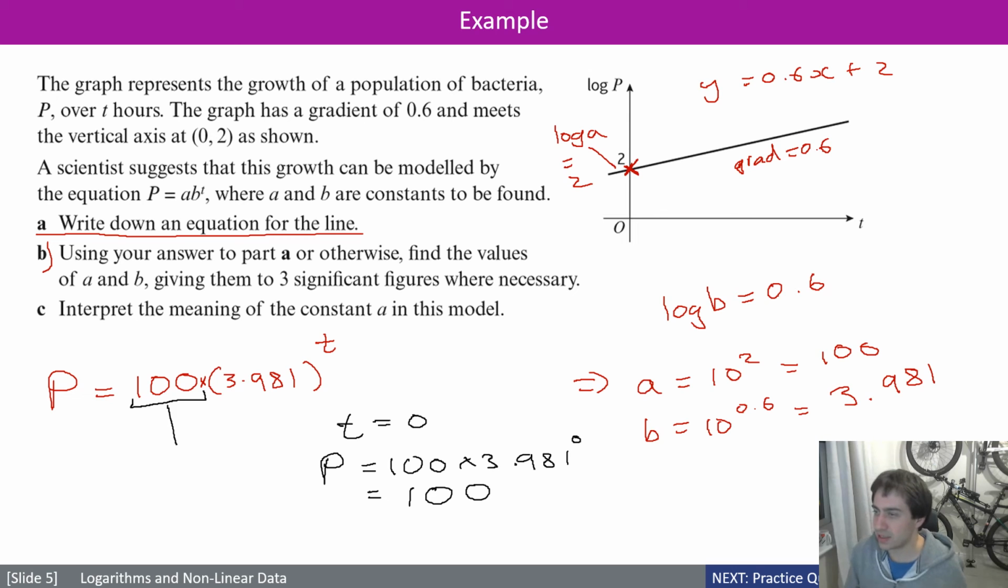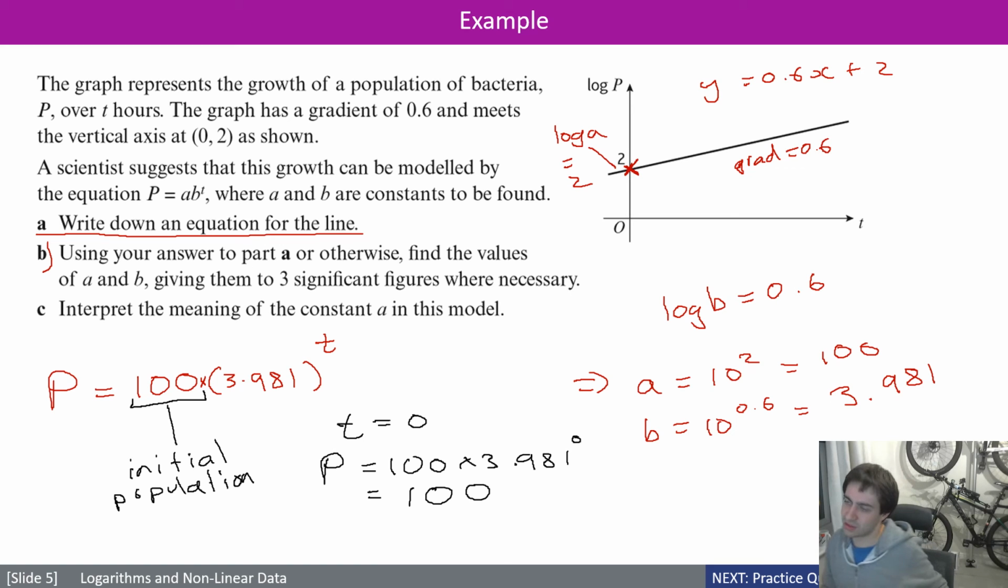So the meaning is it's the initial population of bacteria. That's an easy one-marker question, which just gets you to acknowledge what the significance of these numbers actually is in terms of the reality of the situation. Okay, so it's just the initial value of whatever it is you're measuring that the constant a refers to, because when you plug in t as 0, you just get a by itself. Cool, so that's it. So just try a few more questions now, really.